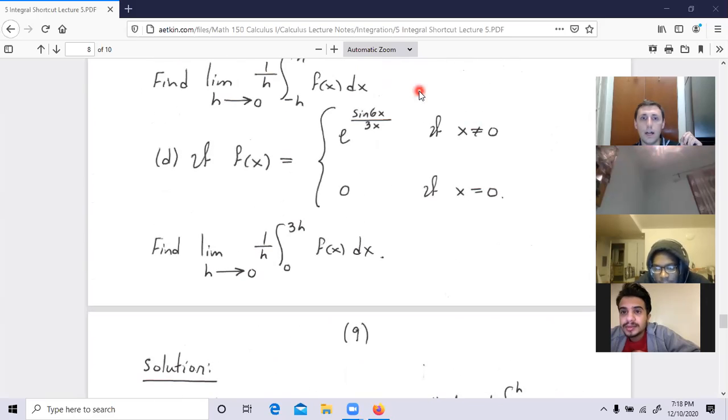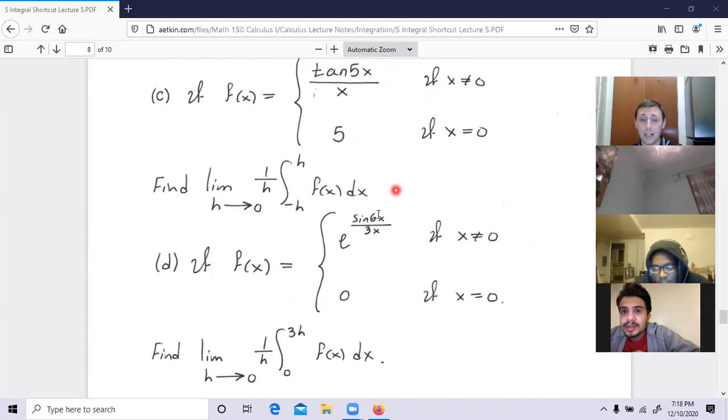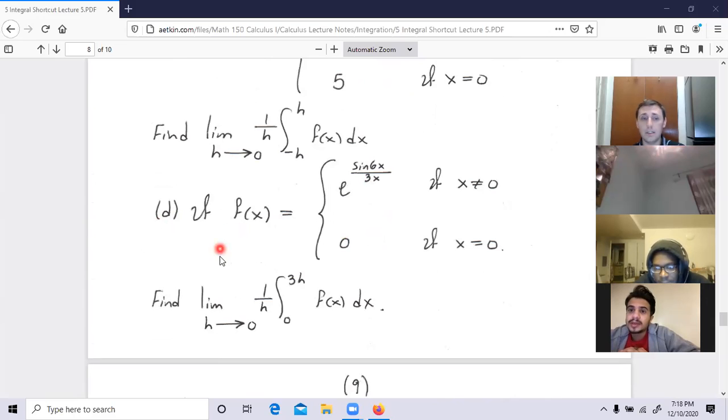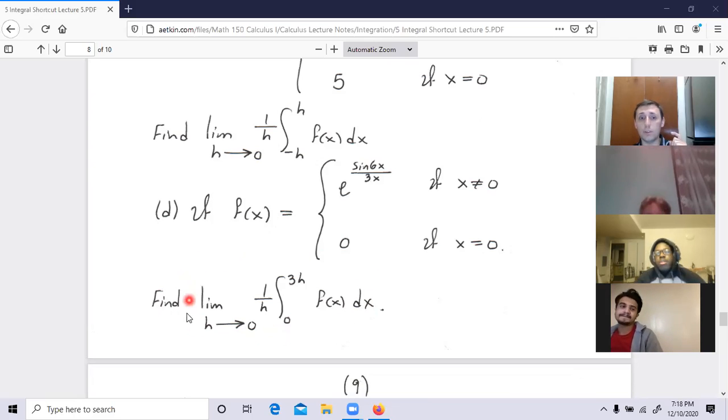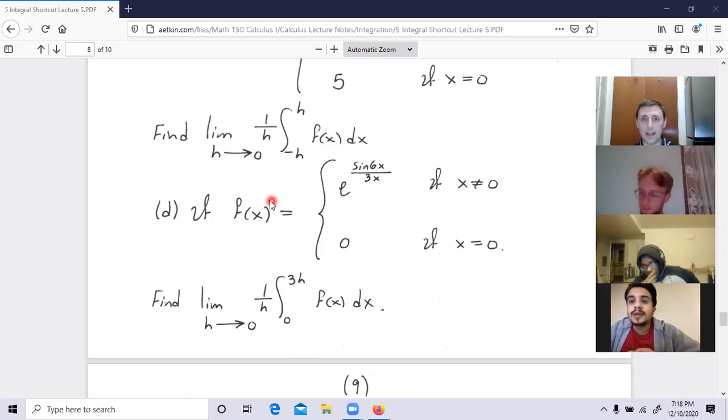Here is now another question. This one is slightly harder. We have this function, e to the power of sine of 6x over 3x, when x is not equal to 0, and 0 otherwise. Be careful here. Is this function continuous? It's not continuous. Do you see that? At 0, it's not continuous. E to whatever power is not 0. And here I want you to calculate the limit as h goes to 0 of 1 over h, integral from 0 to 3h of f of x dx. Yes? I want you to take this limit. Calculate fast.